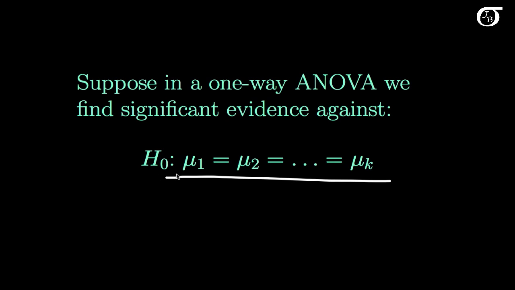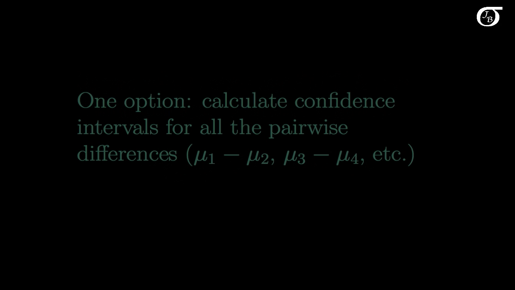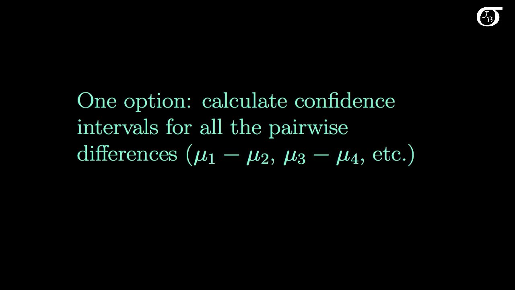Maybe they're all different, maybe mu1 is different from the rest, but the rest are all equal. There's a lot of possible combinations. And we'd like to investigate this a little bit further. One option that we have is to calculate confidence intervals for all of the pairwise differences. So we could calculate a confidence interval for mu1 minus mu2, mu1 minus mu3, mu3 minus mu4, all of those different pairwise comparisons.